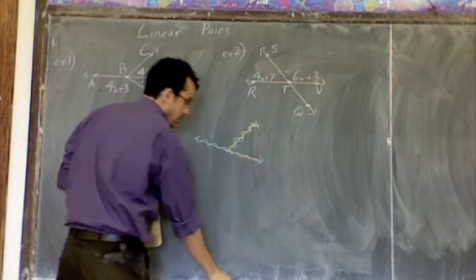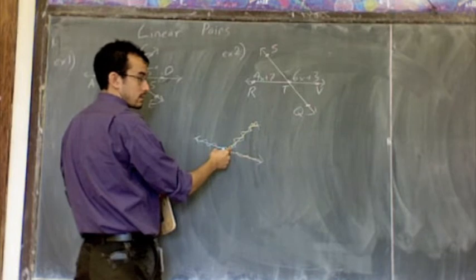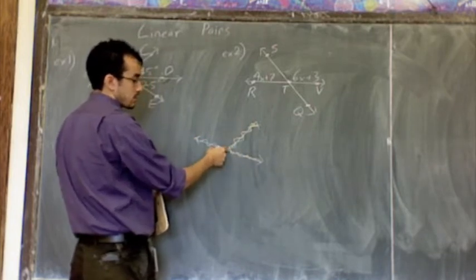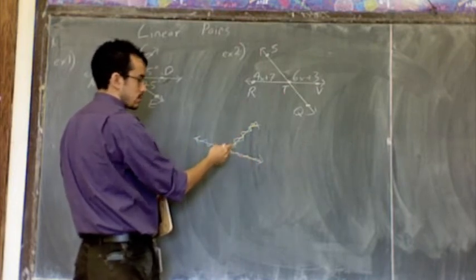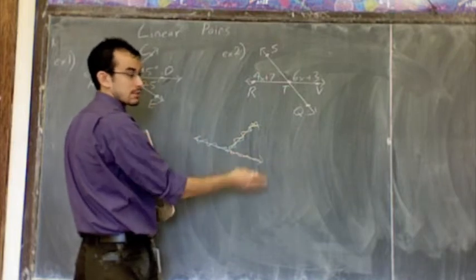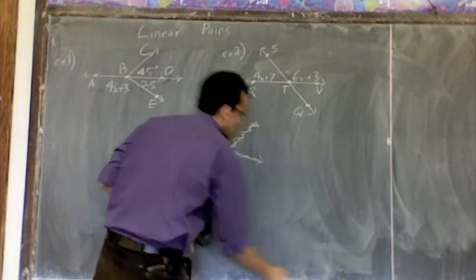The point is though that one of these lines has to be colored in twice. They have to share that ray. Okay, that's why they're adjacent. They share this ray. And the other thing is those two other rays, the non-common rays, go in opposite directions and they make a straight line. This is an example of what a linear pair looks like.